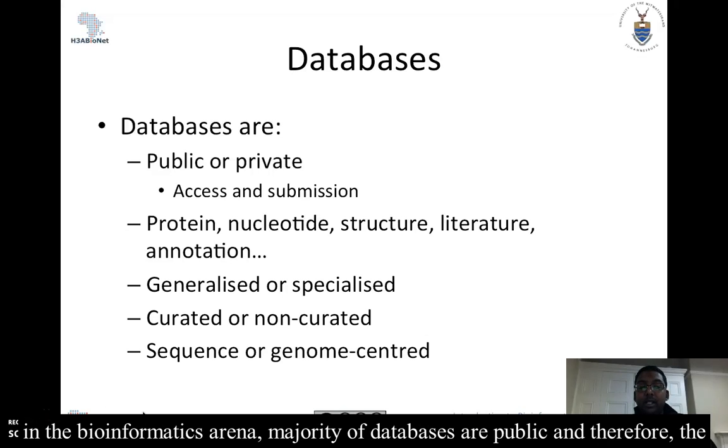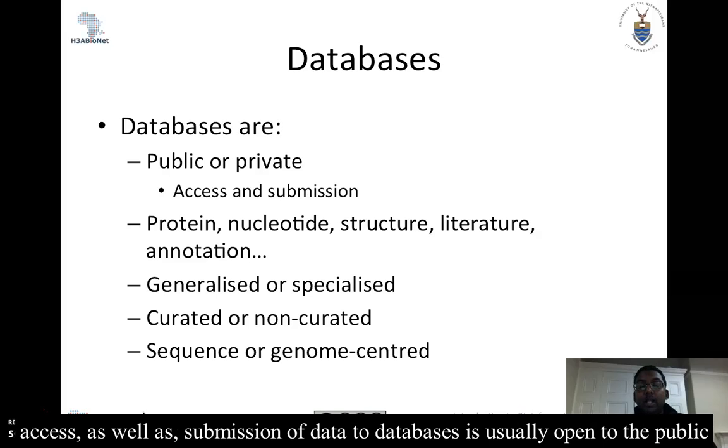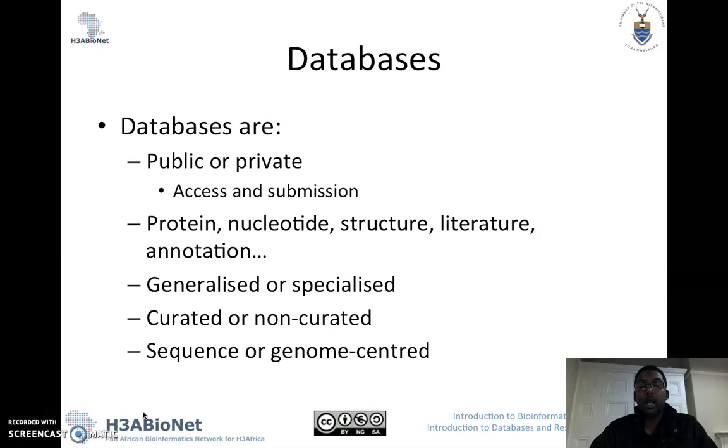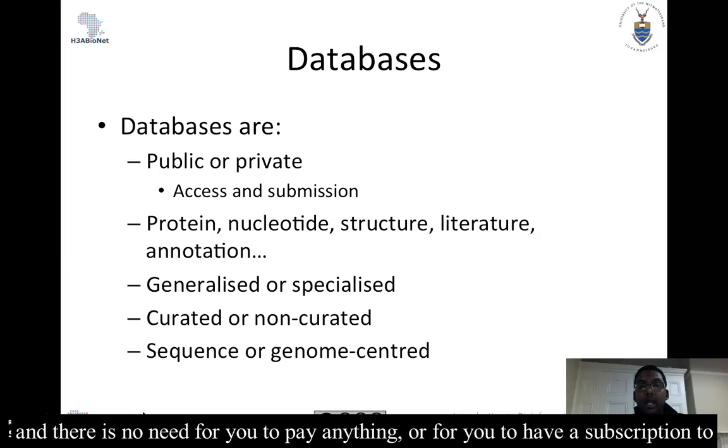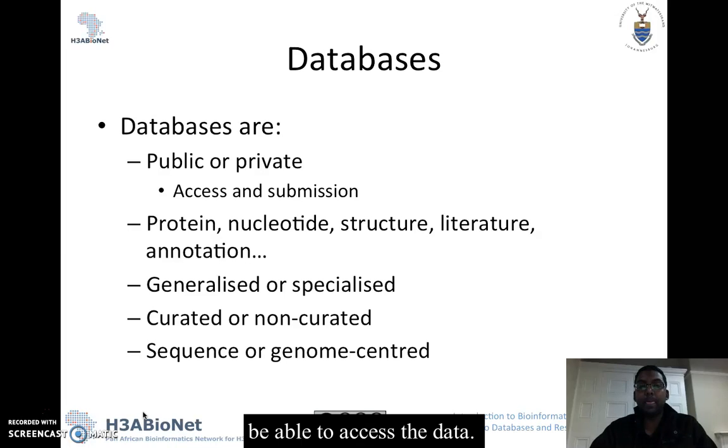Luckily, in the bioinformatics arena, the majority of databases are public, and therefore access as well as submission of data to these databases is usually open to the public, and there's no need for you to pay anything or to have a subscription to be able to access this data.